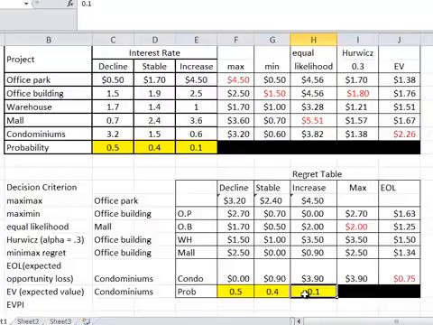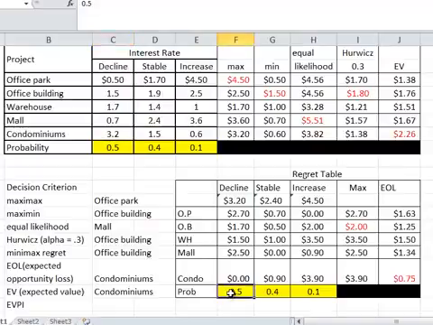What if he told us, okay, the interest rate is going to go down? What are we going to do? Since the fortune teller is 100% correct, we're going to go with the project that gives us the highest payout when the interest rate declines. That is going to be condo project, which gives us a profit of $3.2 million.